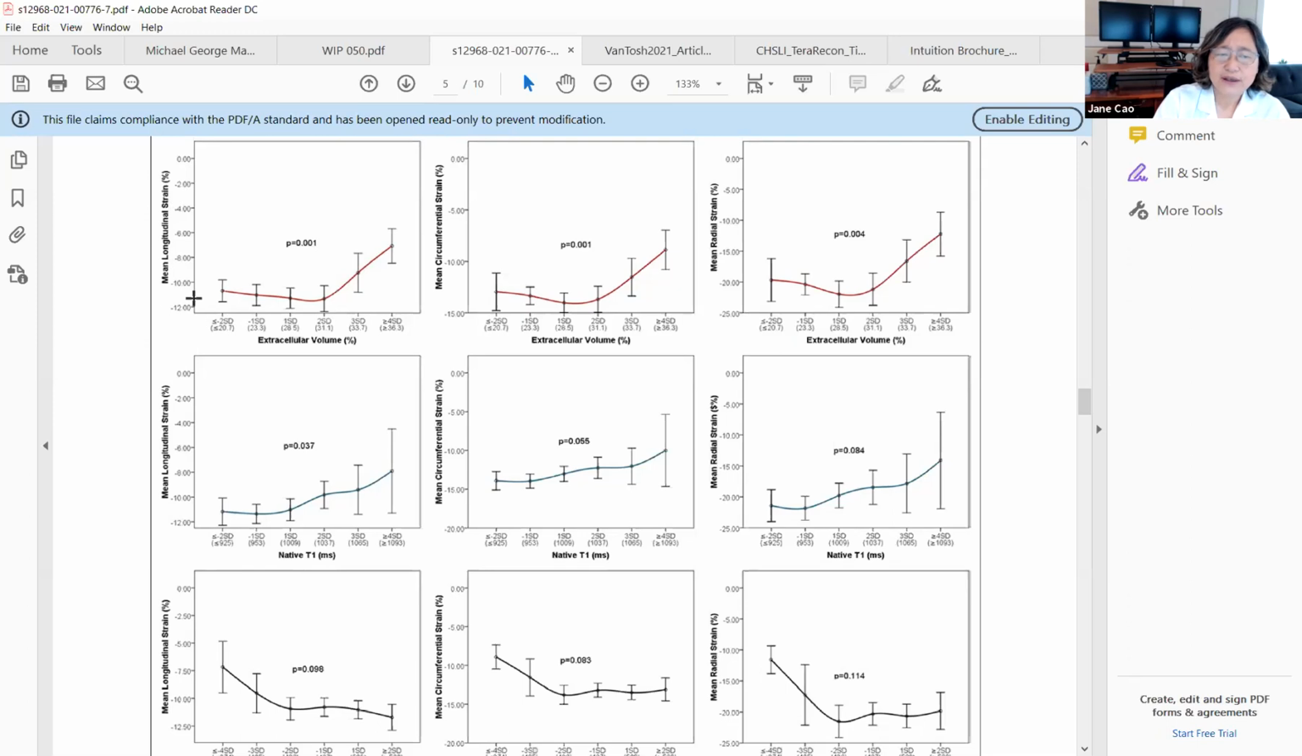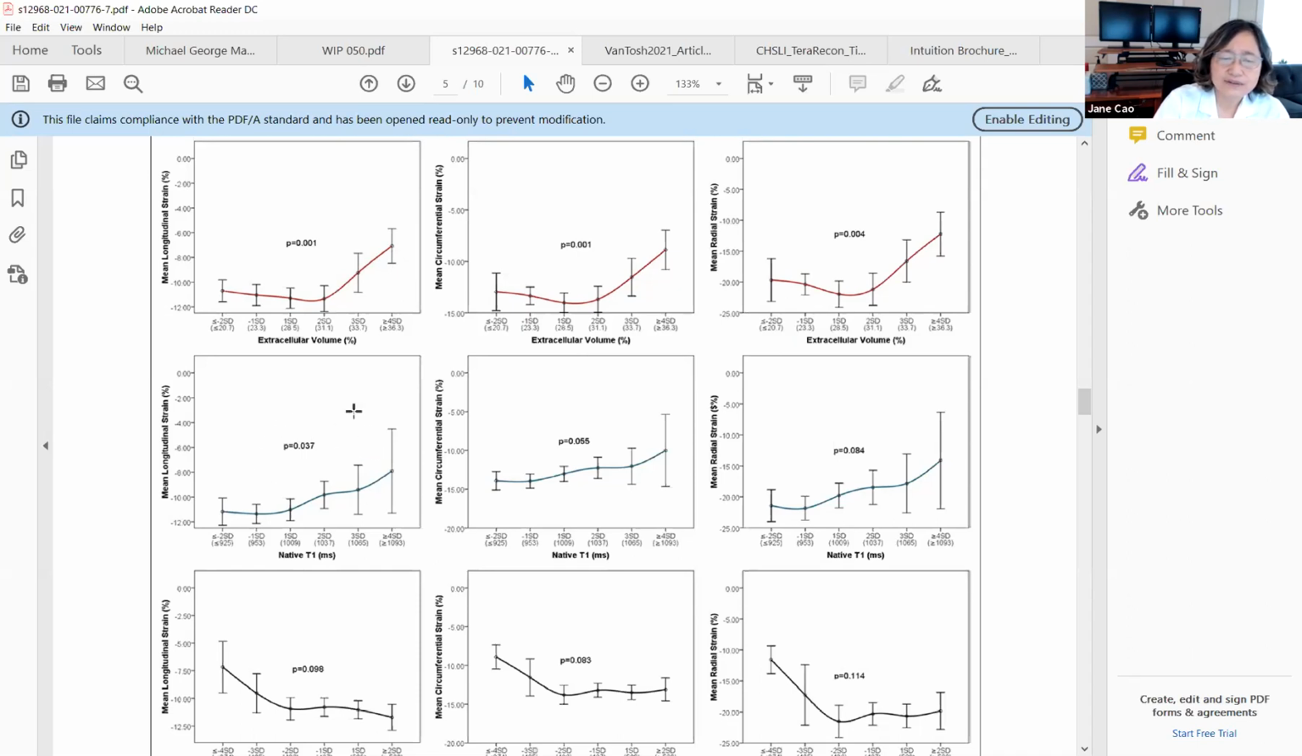Here we see that the longitudinal strain remained relatively normal, in a flat line, until the ECV reached 2 standard deviations above the normal. There is a clear deflection point above which there was a graded decrease of longitudinal strain with increase of ECV. I just want you to bear in mind that longitudinal strain is a negative value, therefore the less negative that is, the lower the value.